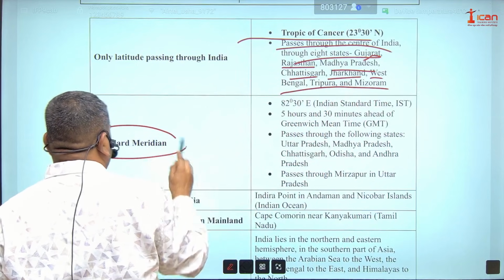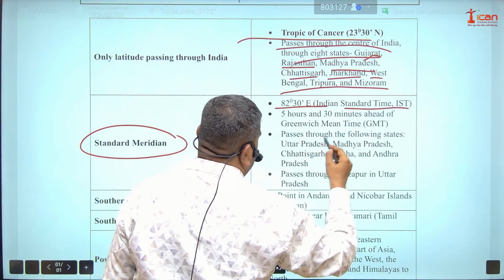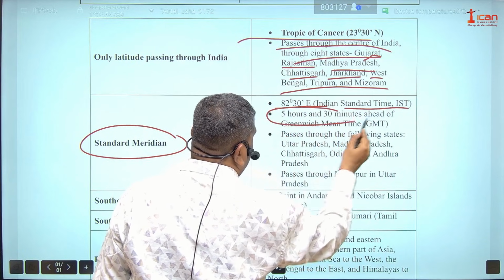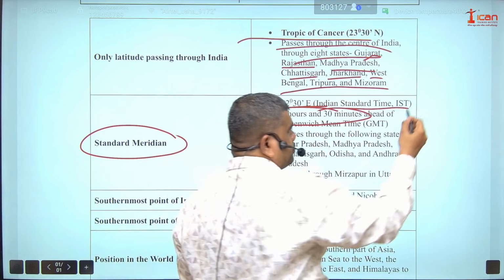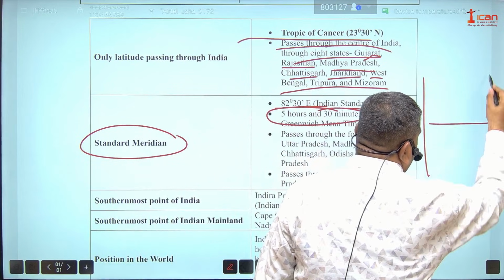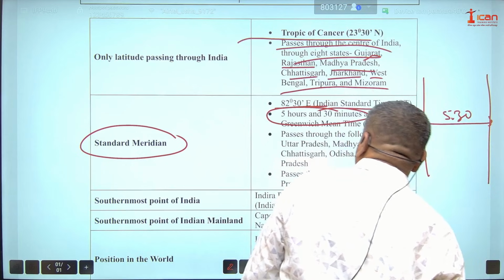Then as we saw, what is the standard meridian? It is at 82 degree 30 minutes east, that is the Indian Standard Time, and it is 5 hours and 30 minutes ahead of GMT. So if you have the GMT and the hour is here, their difference is 5 hours and 30 minutes.